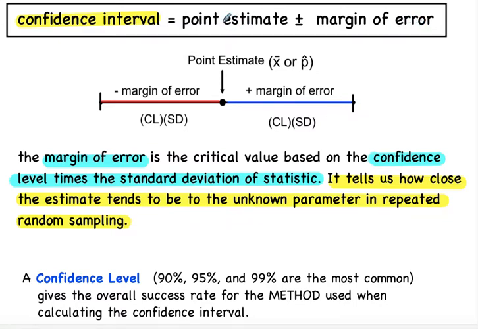This will either be an x bar or a p hat, and then this will be some margin of error that we calculate. It's based on the confidence level times the standard deviation of the statistic. That's what this is abbreviated right here: confidence level times standard deviation. Standard deviation formulas are what we learned last chapter. Confidence level is something new. Typically we use a 90, 95, or 99% confidence level. This is like a success rate, and we want to be very successful in our predictions, so we like to have them up in the 90s.